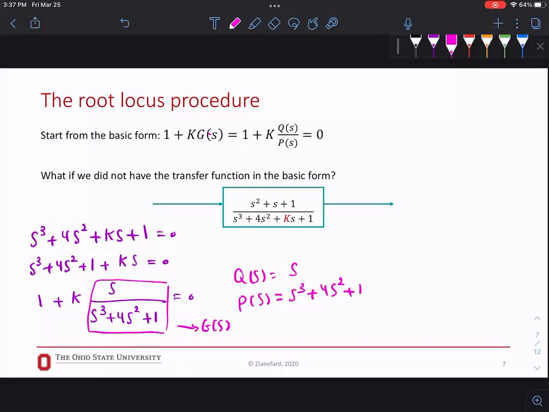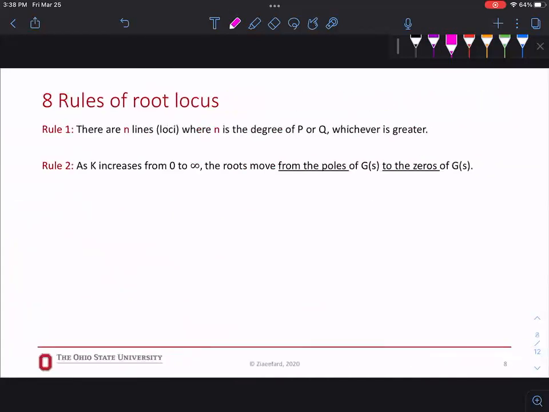A lot of the time, I will give you the characteristic equation and you just have to do that. Sometimes I will give you 1 plus kG. So remember that it always has to be in 1 plus kG form. All right. Easy, right? So step 1, pretty easy. Step 0, actually, that's step 0.